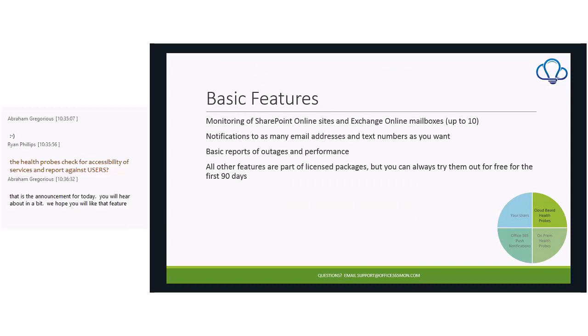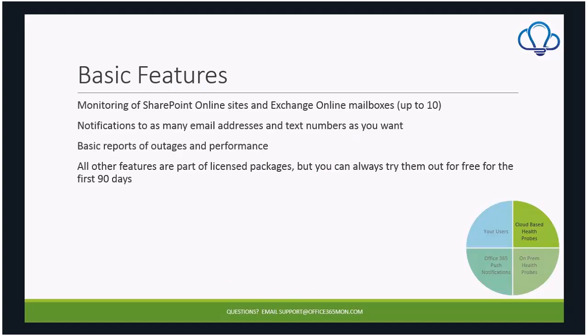So the basic features, what do we get out of the box with Office 365 Mon? We will monitor your SharePoint Online sites and your Exchange Online mailboxes, up to 10 of each. We'll send notifications when there's outages to as many email addresses and as many text phone numbers as you would like. You get a basic set of reports describing the outages that occurred within the resources that we're monitoring for you, and the performance that we're getting when we access those resources for you.